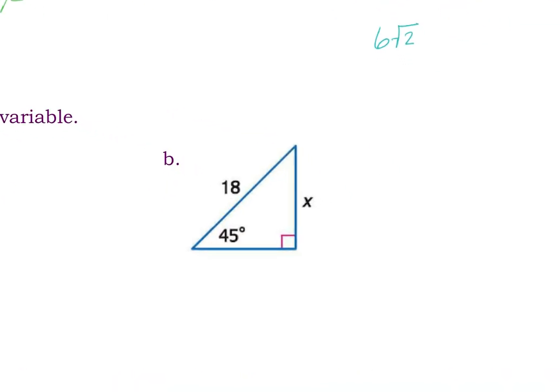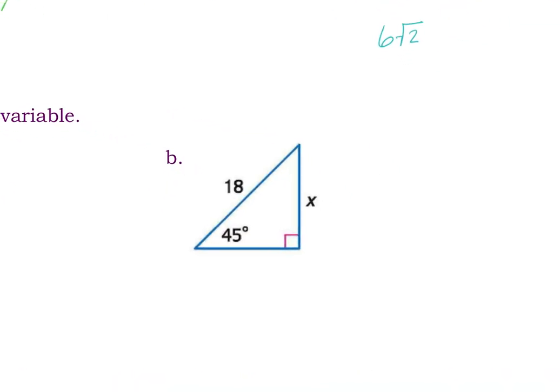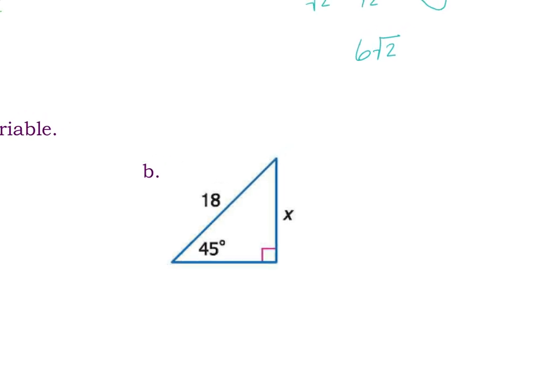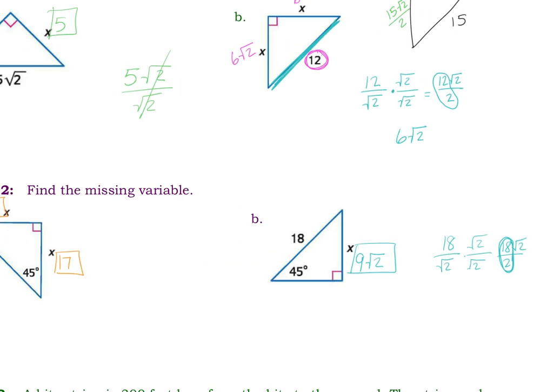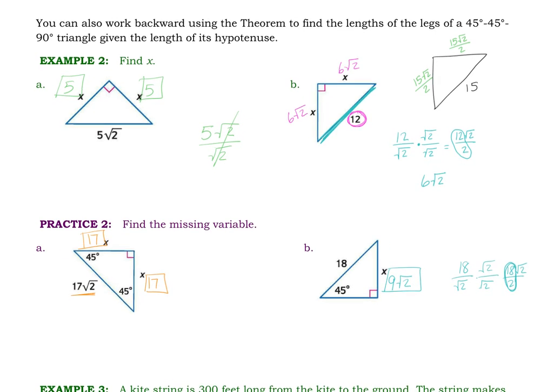Next one, it was nice to us by giving us an even number. So if you went to the shortcut method, we just know we divide it by 2 and put a radical 2 next to it. Okay, or if you forget, just divide it by radical 2, and then you're doing the extra work here, and you end up with 18 over 2 with a radical 2. Okay, again, we can't leave it like this because 18 can be divided by 2. So half of 18 is 9, and then put a radical 2 next to it. And that's it for the 45, 45, 90 triangles.